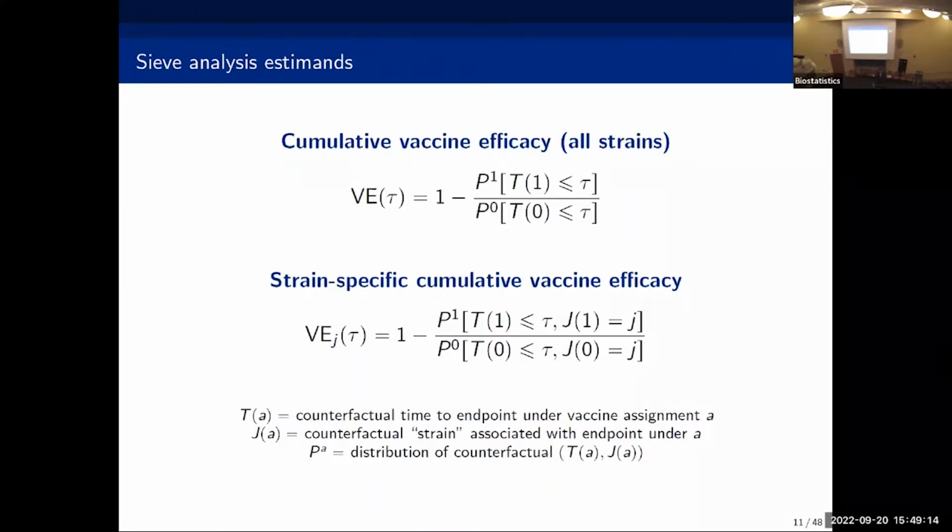And again, couching this in the language of counterfactuals. What we're comparing here is basically the cumulative incidence of a particular type of virus, let's say, infecting you on vaccine versus placebo, and thereby coming up with this strain-specific vaccine efficacy estimate. And this is what we're going to be trying to target as this causal estimate at the bottom.